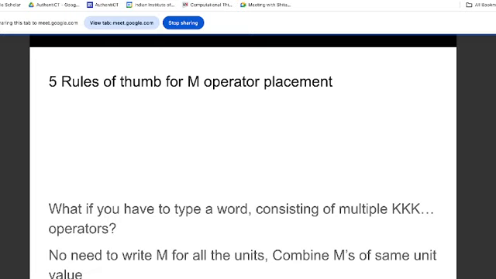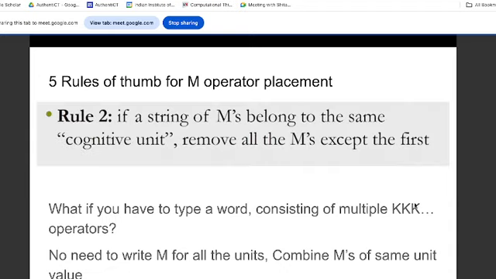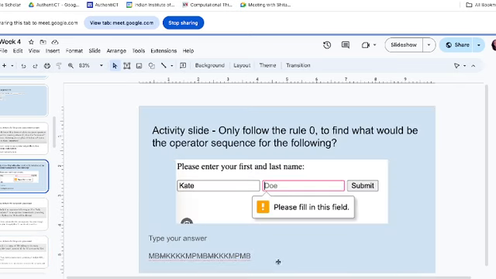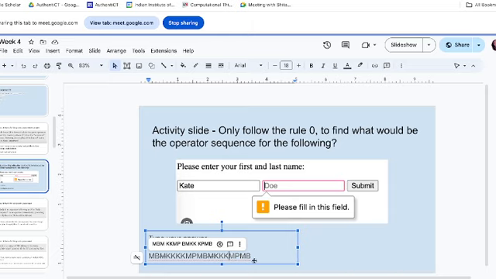When you have to type a word within it consisting of multiple key presses, you don't need to add an M every time you press a key. So if a string of M's belong to the same cognitive unit, remove all the M's except the first. So here I will ask, are there any such cases? We can see that P and B are two different physical motor activities. Similarly, over here also P and B are similar activities. So we do need to preserve these M. We cannot delete these M's.